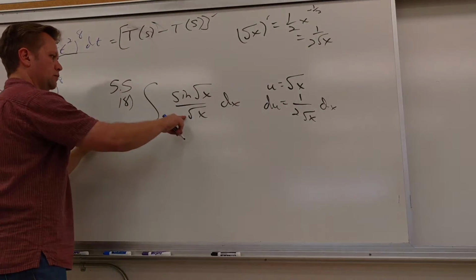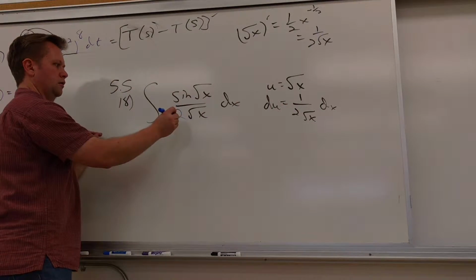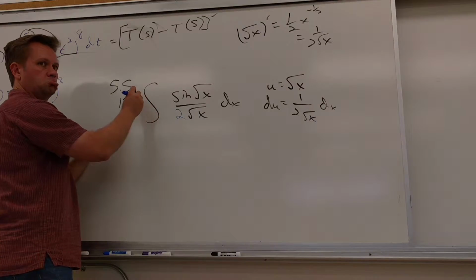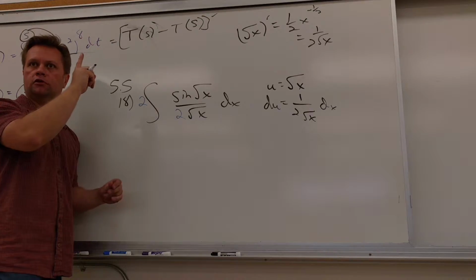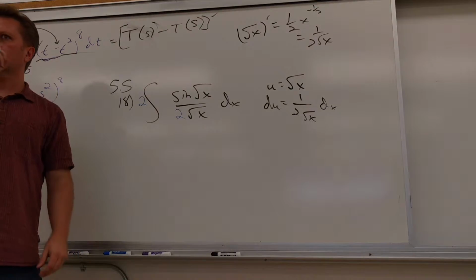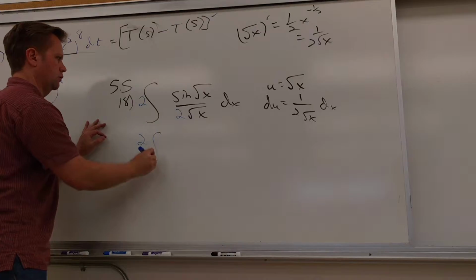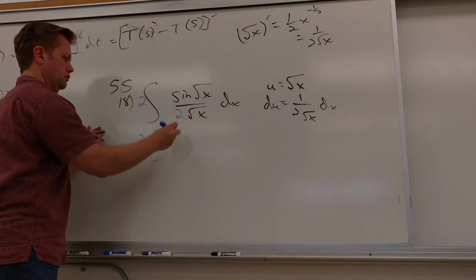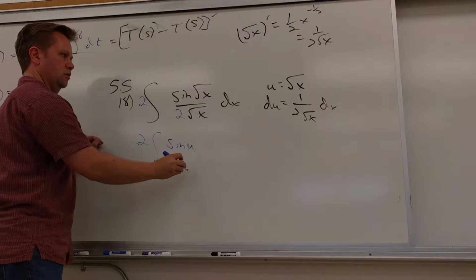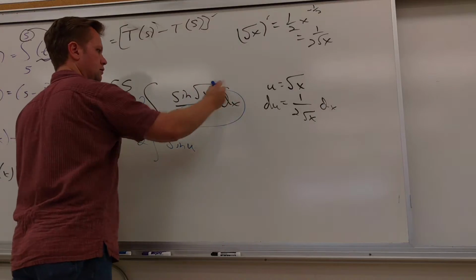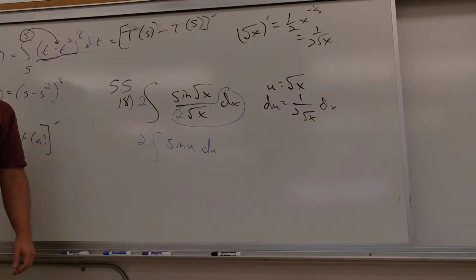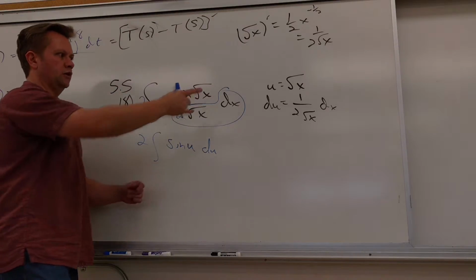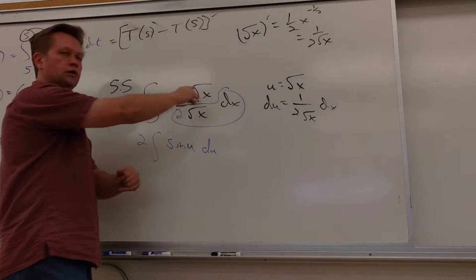So I'm missing a 2 here. 2 and 1 over 2, because that would make overall 1. So that means I didn't do anything, right? Okay, so then I get 2 integral sine u. So that's when you have a repeated function like that, that's what determines which one you need for the du. You better not touch that one then. That's where u goes.